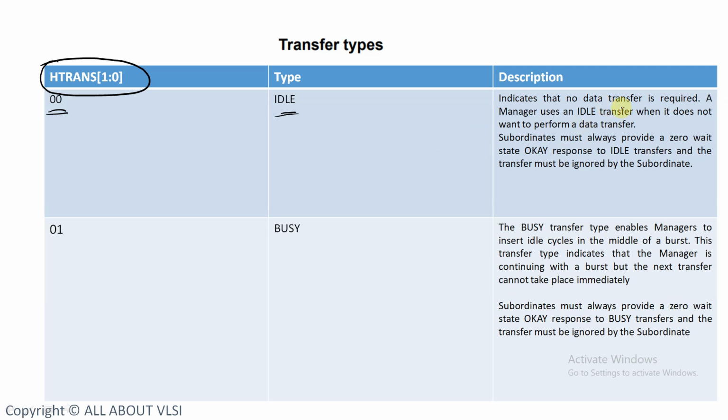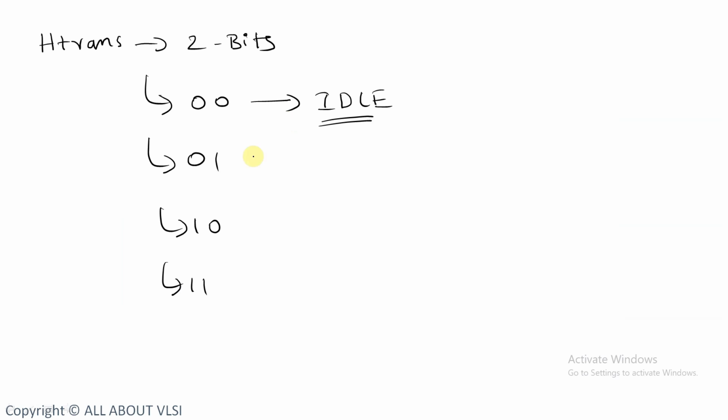A manager uses an idle transfer when it does not want to perform any data transfer, and the slave or the subordinate must also provide a zero wait state OKAY response to the idle transfer, and the transfer must be ignored by the subordinate. What this OKAY response is, we will discuss, but the important point to be noted here is that the subordinate is going to ignore the transfer. Whenever your HTRANS is equal to 0 0, that is whenever the master is idle, the slave will respond with an OKAY response, and after that the slave is going to ignore that particular transfer. So this is your first case, which is nothing but idle, that is the master is idle. It doesn't want to communicate, or it doesn't want to participate in any kind of transfer.